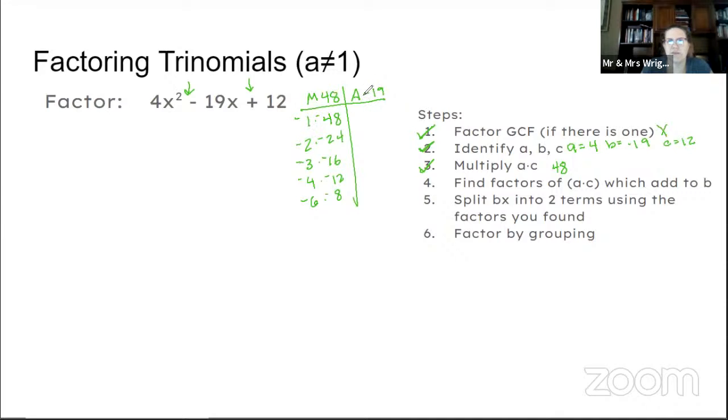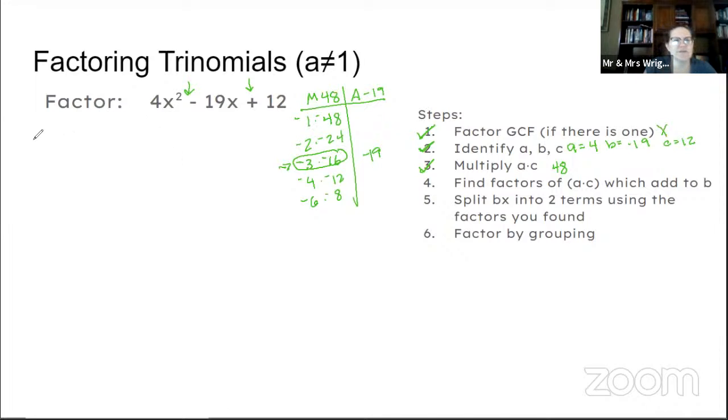And now we need to see what adds up to be negative 19. I'm going to guess it's this one, but let me just double check that in the calculator. Negative 3 plus negative 16 is negative 19. So these are our two numbers here. So we need to rewrite this equation, splitting the middle into these two coefficients.